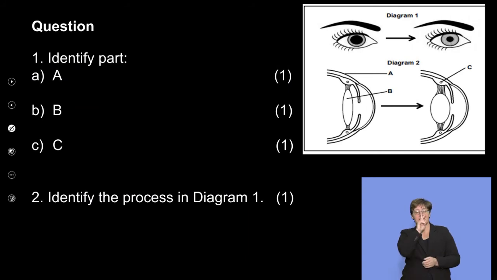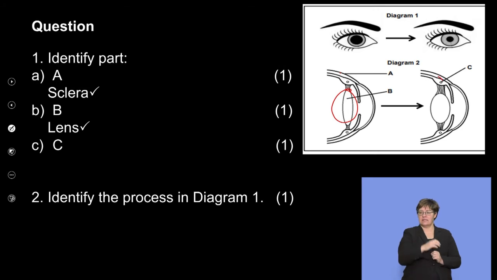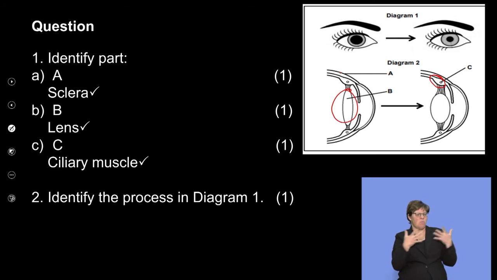Let's look at some questions in this part. Identify part A. Here's part A. That's the outside of the eye, and that is the sclera. B can only be the lens. C, where is C? There is C. This is the ciliary muscle, but if you said ciliary body, it will also be accepted, but we actually prefer ciliary muscle.